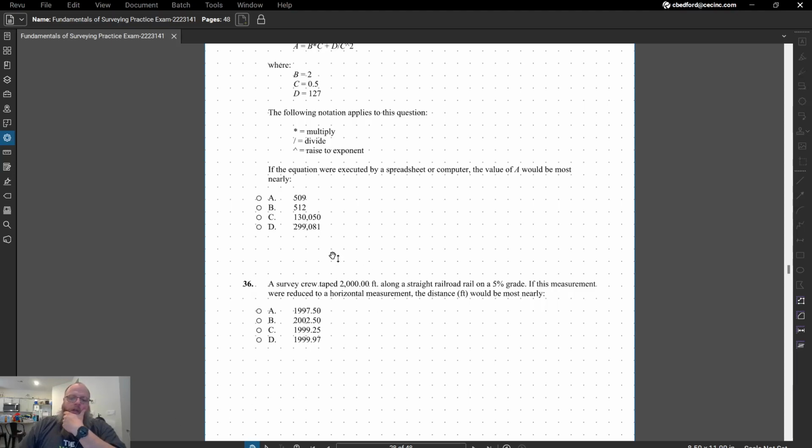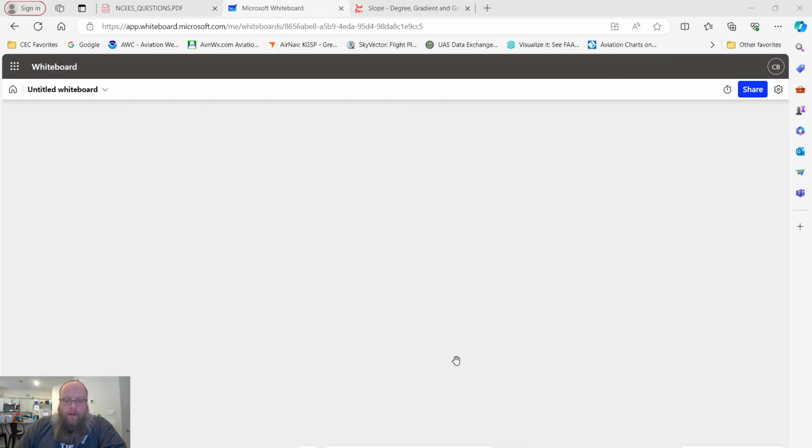All right, we're going to tackle problem number 36 here. It says a survey crew taped 2,000 feet along a straight railroad rail on a 5% grade. If this measurement were reduced to a horizontal measurement, the distance in feet would most nearly be one of those four answers. All right, so always just set the problem up.